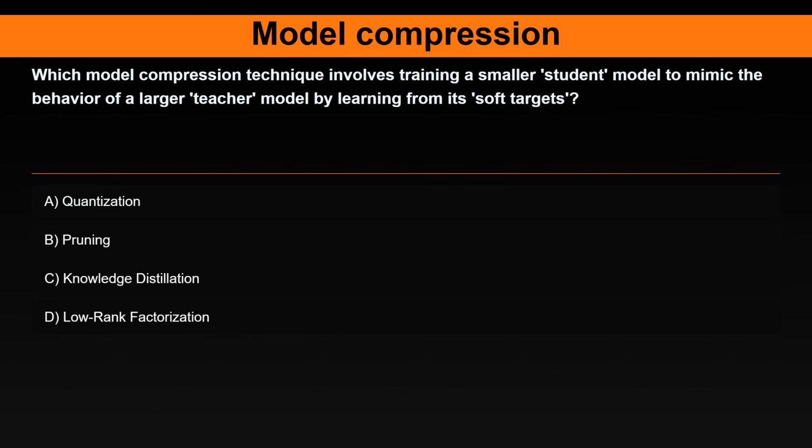Question 5. Which model compression technique involves training a smaller student model to mimic the behavior of a larger teacher model by learning from its soft targets? Option A. Quantization. Option B. Pruning. Option C. Knowledge distillation. Option D. Low-rank factorization.